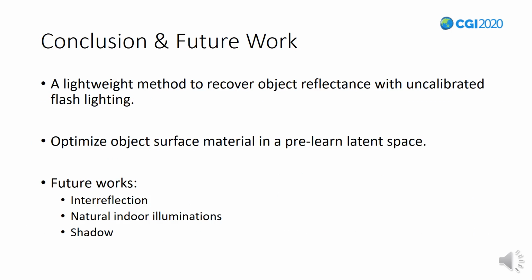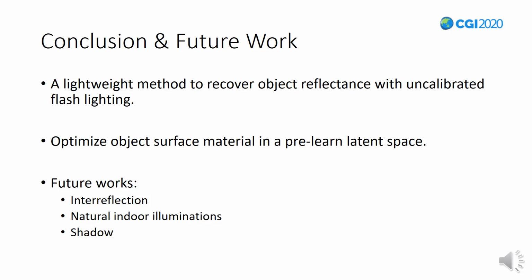In conclusion, we propose a lightweight method to recover object reflectance with uncalibrated flash lighting. Modeling object surface material in a pre-learned space enables our method to always recover reasonable SVBRDF, and the constrained optimization routines reduce ambiguities. Our deep inverse rendering framework efficiently takes the estimated normal, SVBRDF and light position to construct render loss, so that our method can be flexible with the number of input images.